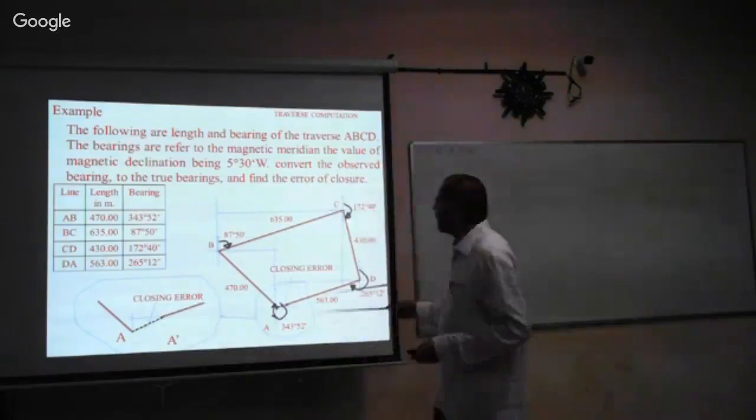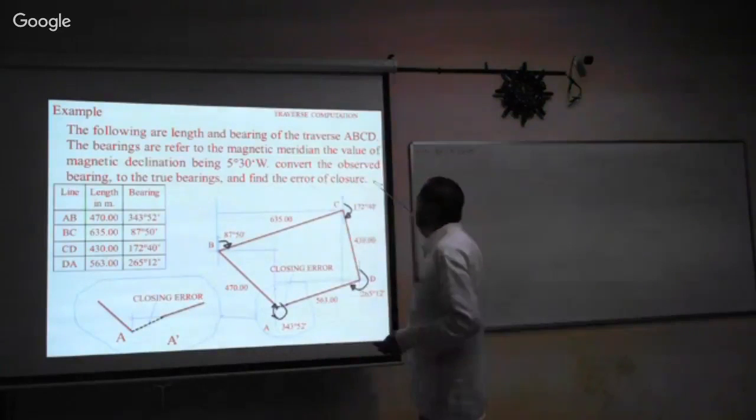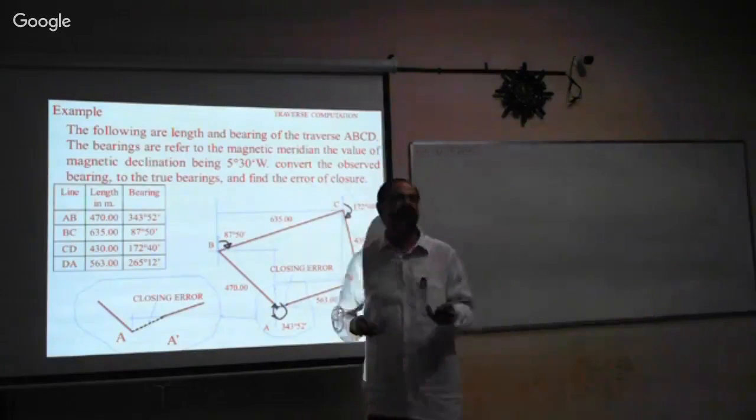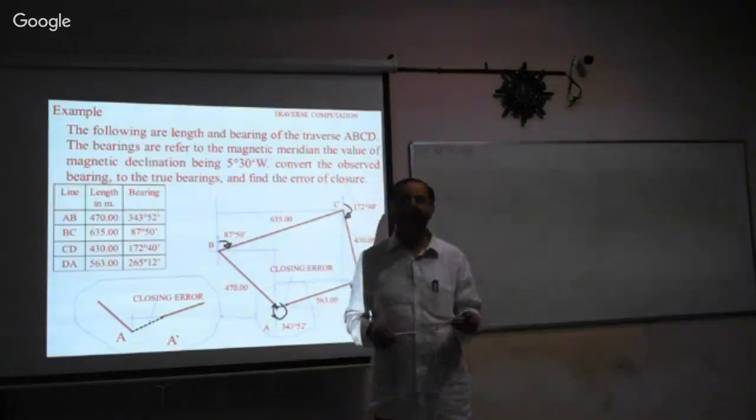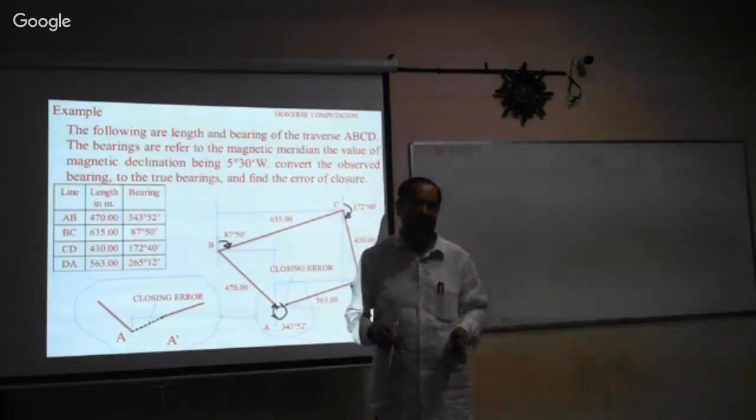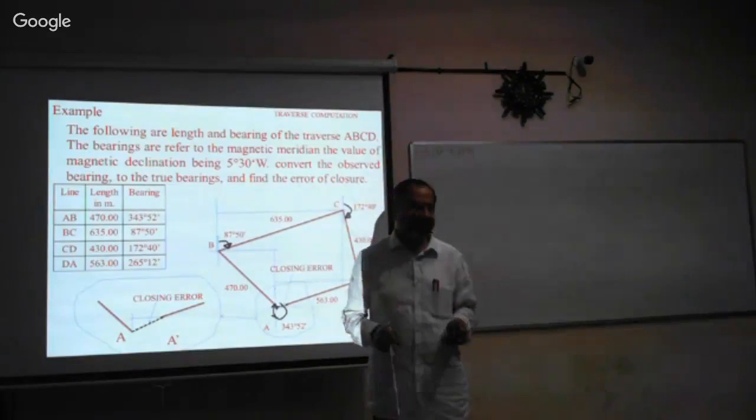After doing this sigma L and sigma D, our problem is solved, isn't it? What they have asked is to calculate the error of closure. Let us assume that it is 2 meter, 3 meter, 5 meter, 8 meter, 0.1 meter, 0.3 meter, whatever may be the answer. That is the end of the problem.